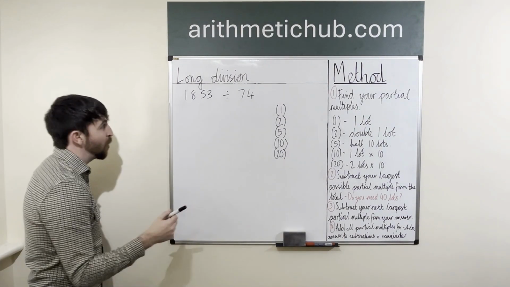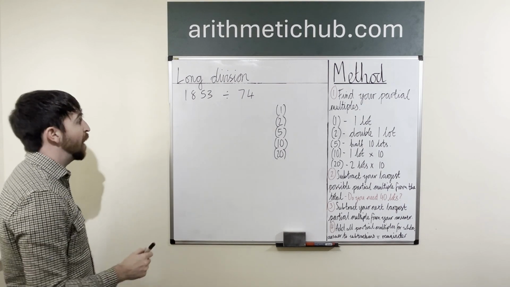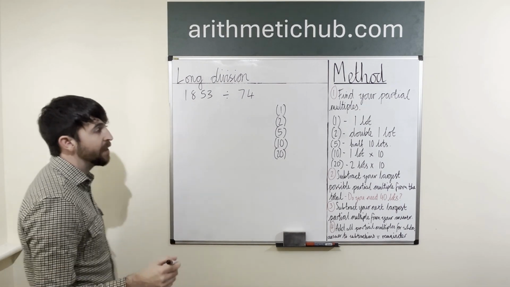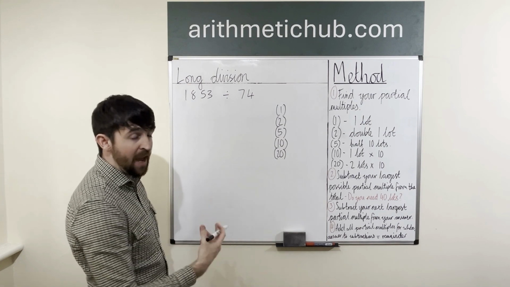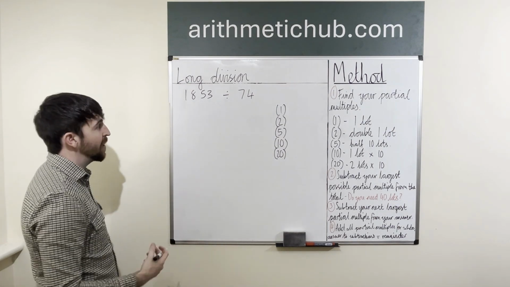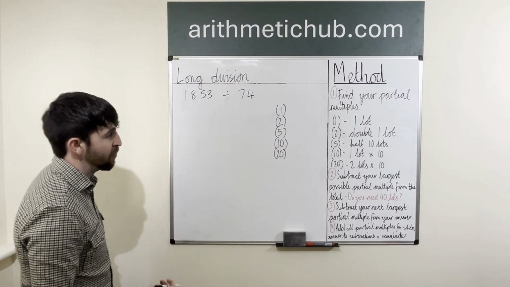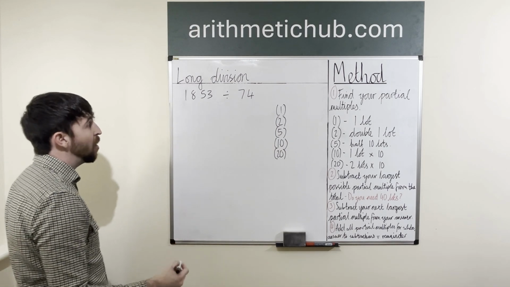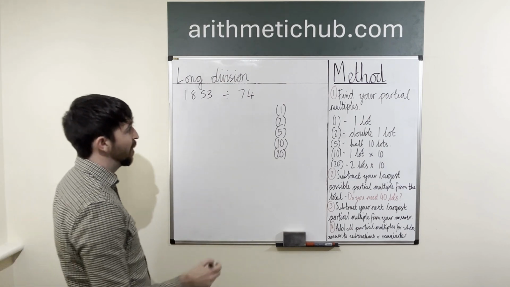Right, now let's have a look at a question that looks like this. So now we've got 1,853 divided by 74. Same method, so we're going to do exactly the same thing. I just think this one's going to be slightly more challenging. So the first thing says, find your partial multiples. We need to find our partial multiples of 74.